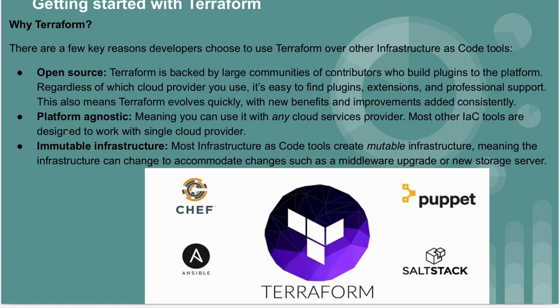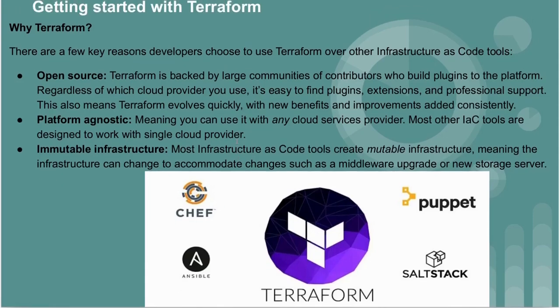Another feature we have is immutable infrastructure. Most infrastructure as code tools create mutable infrastructure, meaning the infrastructure can change to accommodate changes such as a middleware upgrade or a new storage server. Suppose you have 10 servers running, and your application is up and running on them. If you want to divide the traffic and include one new server, how can you achieve it? If you are using non-immutable infrastructure, then you have to do a lot of changes and a lot of configuration is needed. But with immutable infrastructure and using Terraform, it is easy.